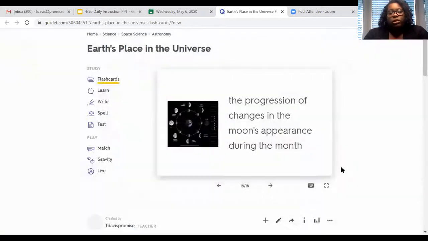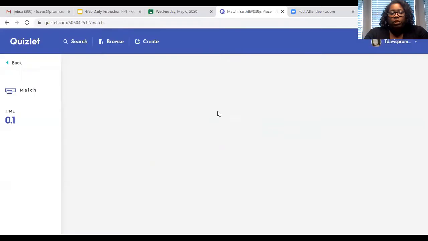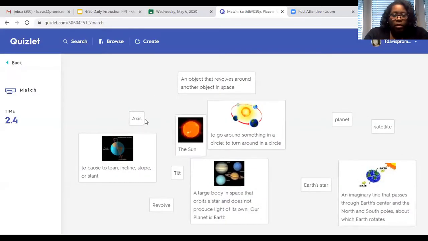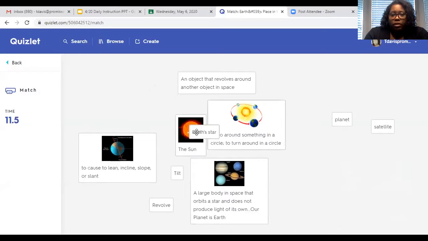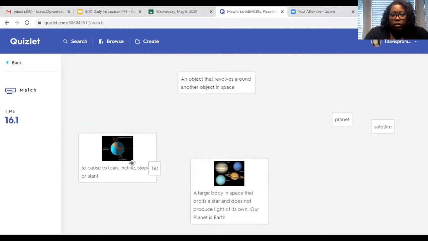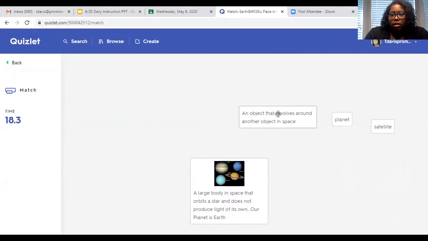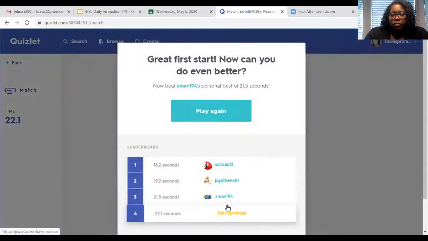All right, so once you do your Fab Vocab at least 2 times, go through it 2 times, then I want you to play the matching game. And we're just gonna play it real quick. Let's see, this is, come on, work. There we go. All right, Earth star is the sun. To go around something is to revolve, it's tilted, satellite, and planet.